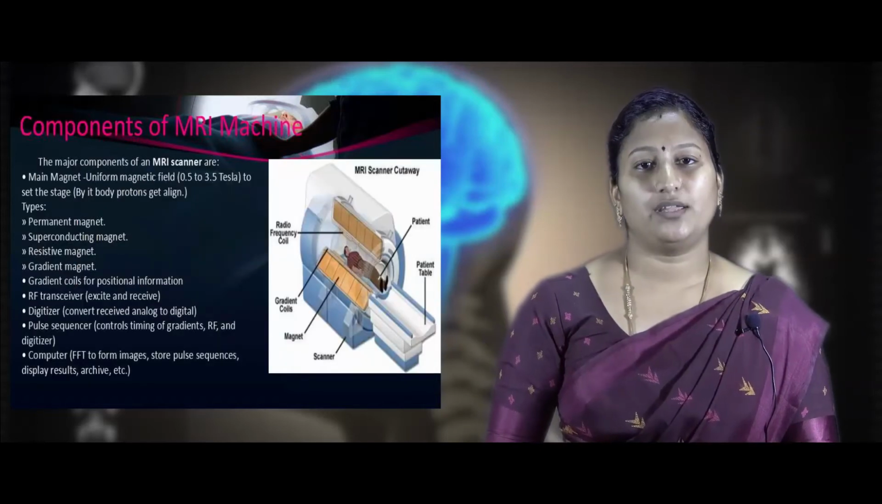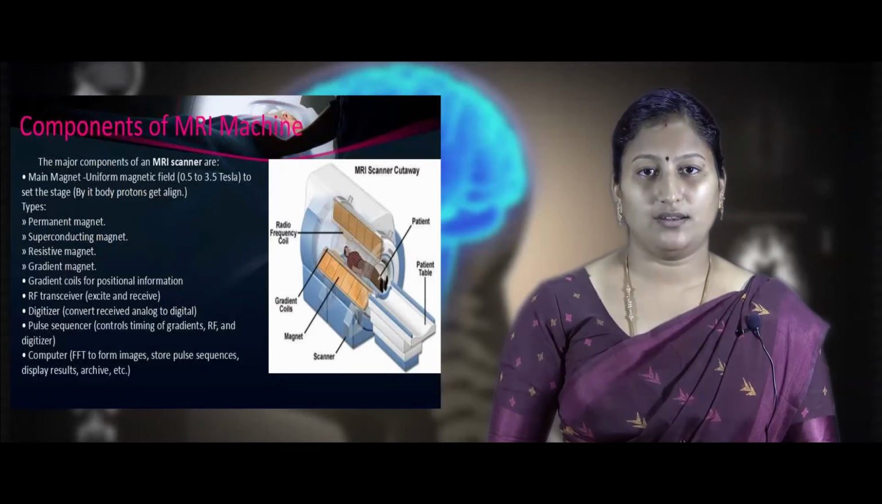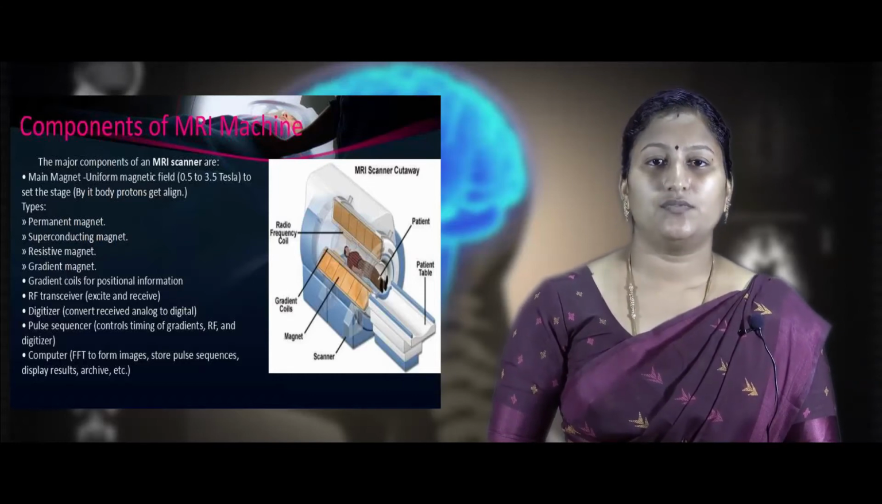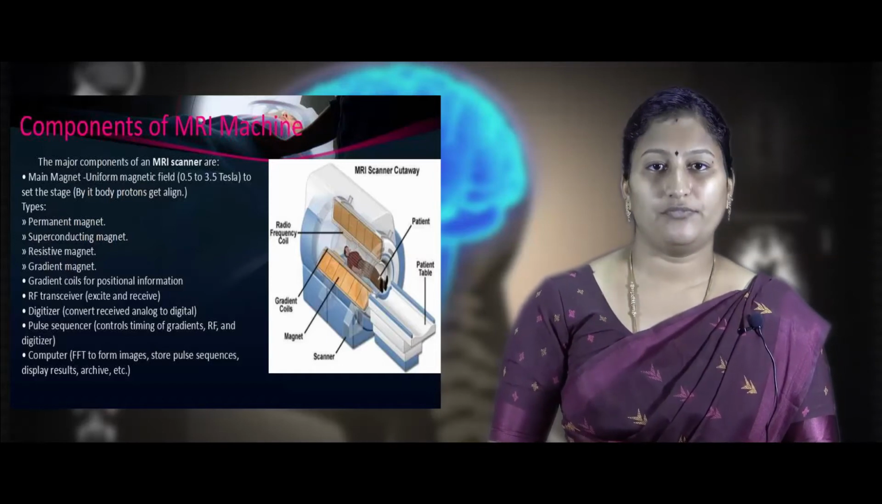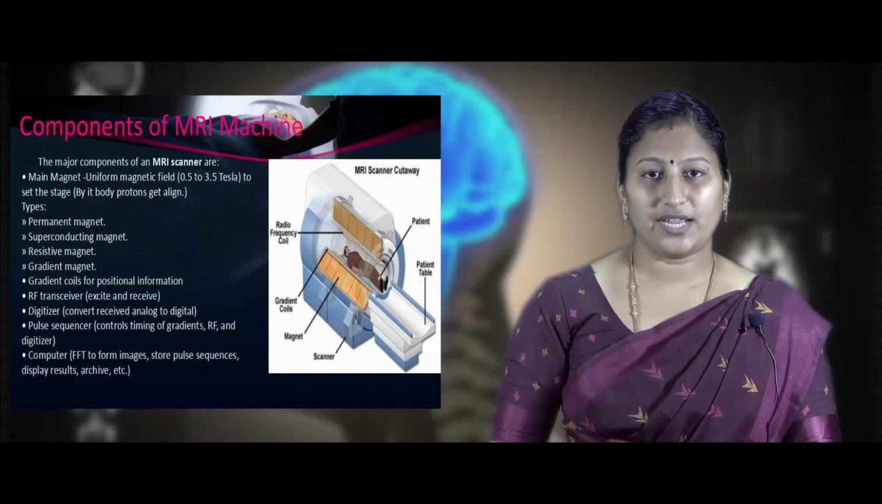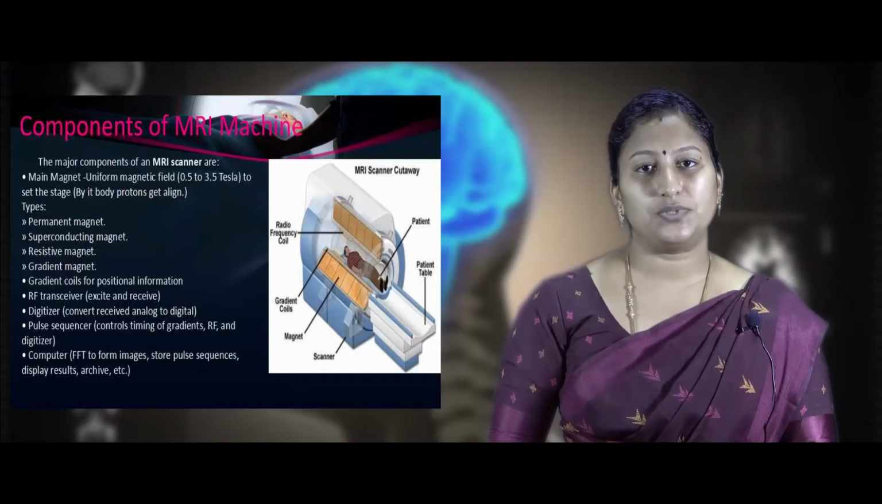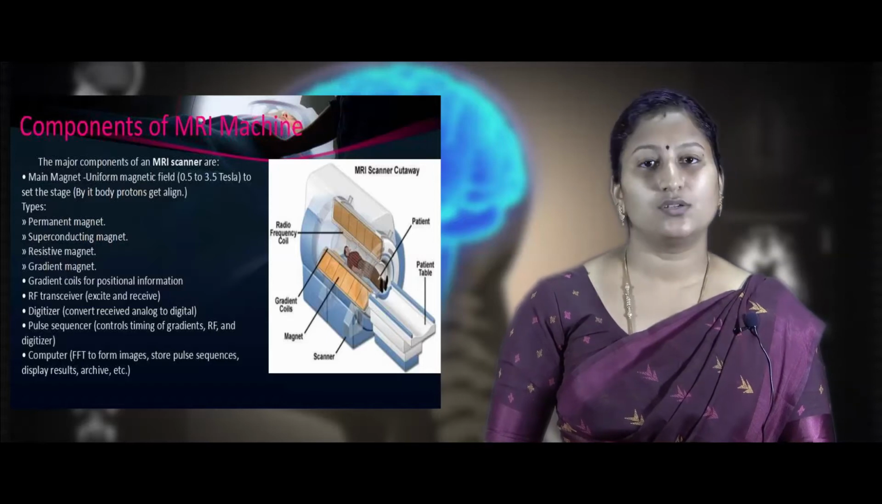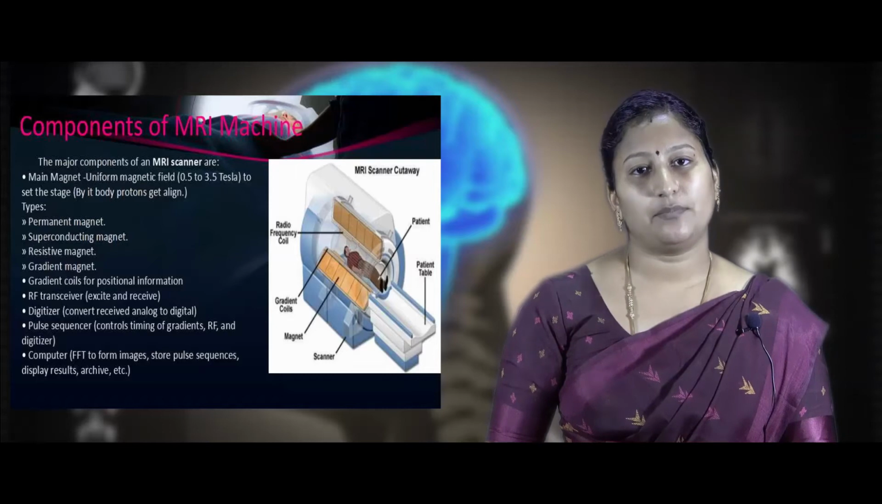Components of MRI. The major components of an MRI scanner are the main magnet, which provides a uniform magnetic field of about 0.5 to 3.5 Tesla to set the stage. The types of magnets used are permanent magnets, superconducting magnets, resistive magnets, and gradient magnets.